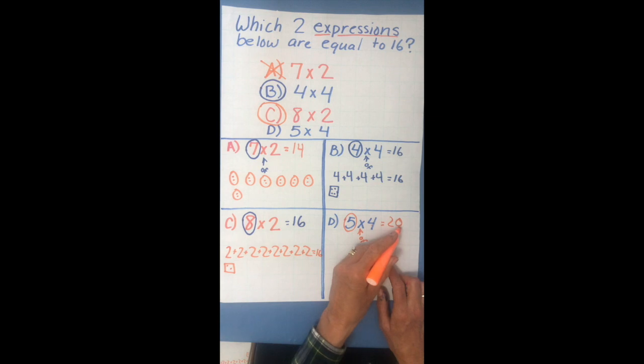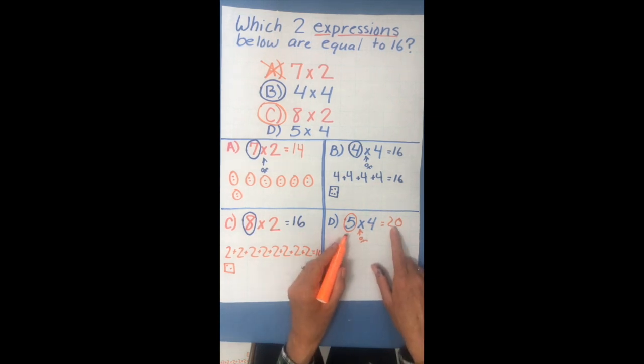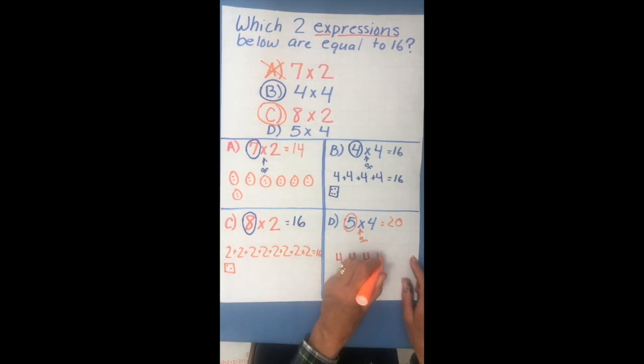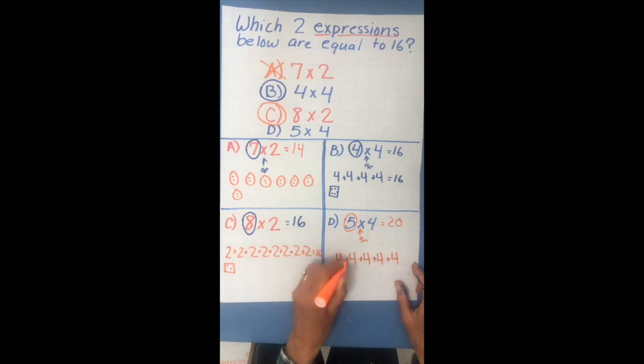Or I could check to see if this is right by using repeated addition. 5 groups of 4, 1 group, 2, 3, 4. 5 groups of 4. And now I can use my little box.